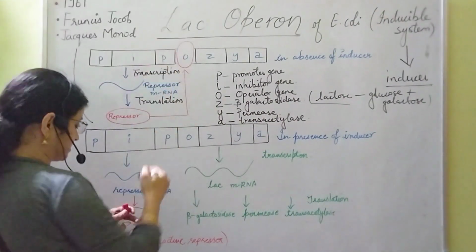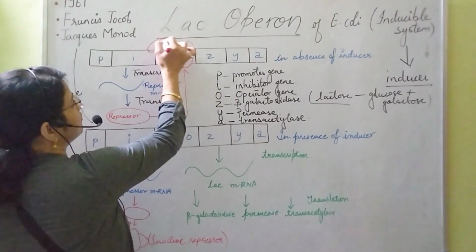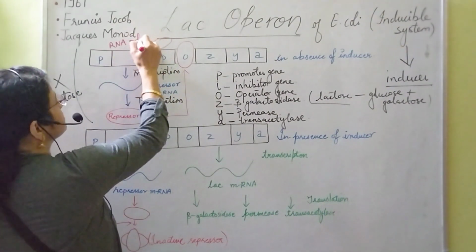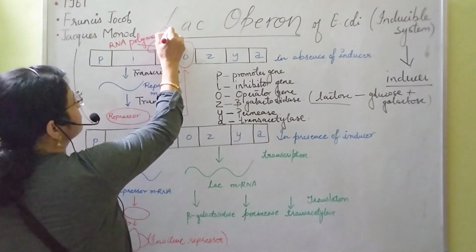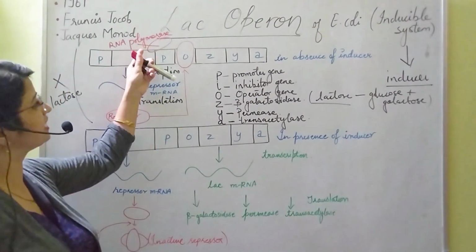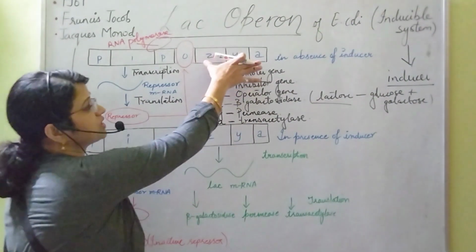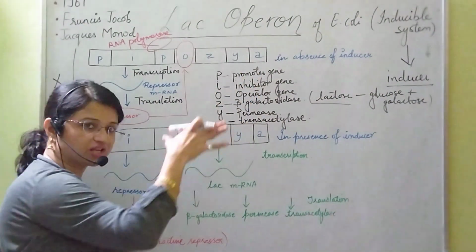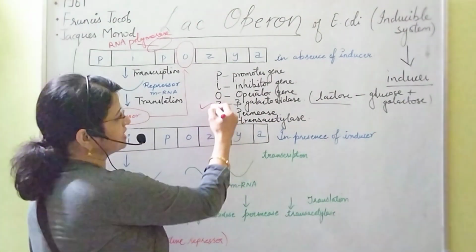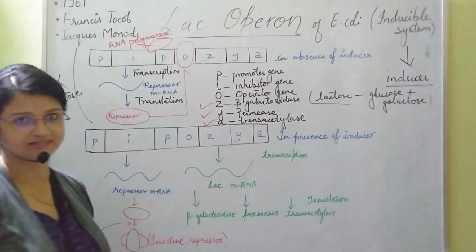Suppose this is our RNA polymerase. Clear? This RNA polymerase will not be able to slide over the structural gene. And if it is not able to slide over the structural gene, what will happen? This structural gene will not undergo transcription and translation, and they will not be able to synthesize these three enzymes, that is beta galactosidase, permease and transacetylase.